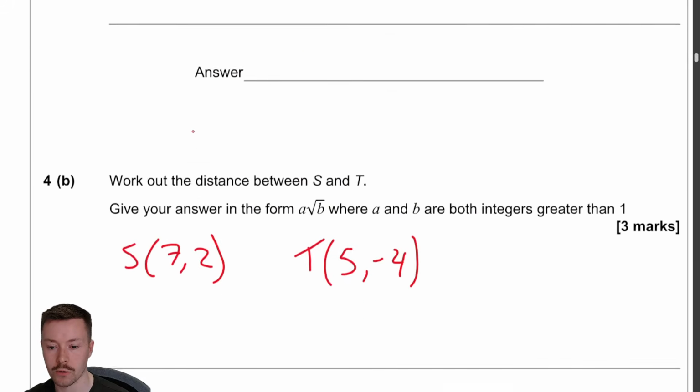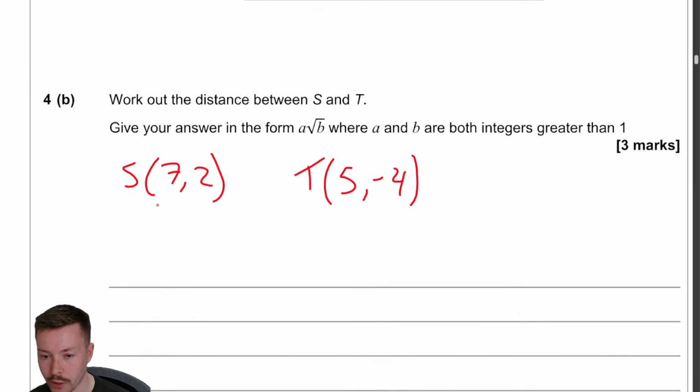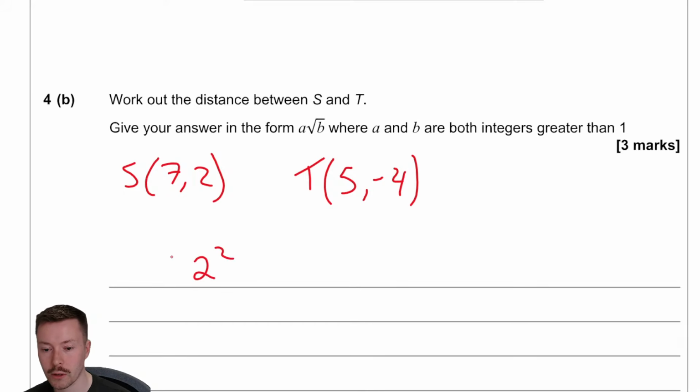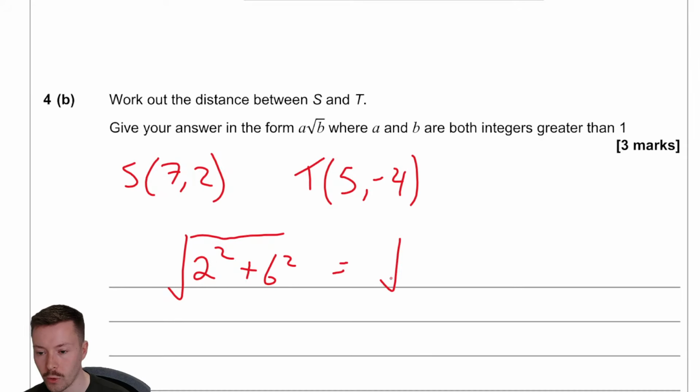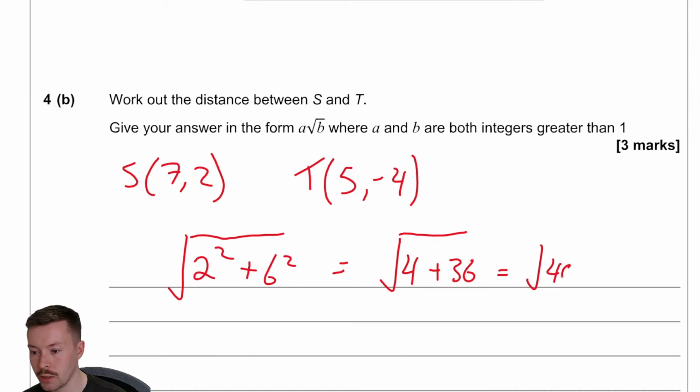Double check that, 7, 2, 5 minus 4. So distance, going to do Pythagoras. So basically the distance between your x squared, and square root plus the distance between your y, which is 6 squared. So 2 squared is 4, plus 6 squared, which is 36. So we get 4 add 36, which is root 40.